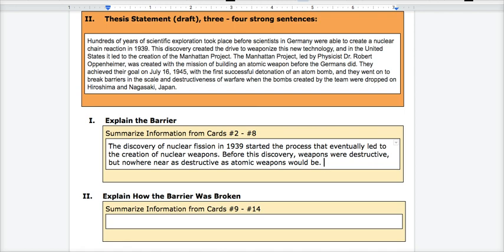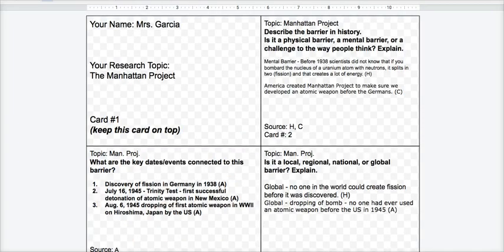Okay, so what do I have? I have the fission part, and I have the destruction part. Didn't know that they could do it. I kind of covered that. Okay, so now I want to talk about the creation of the Manhattan Project and the Trinity test next.